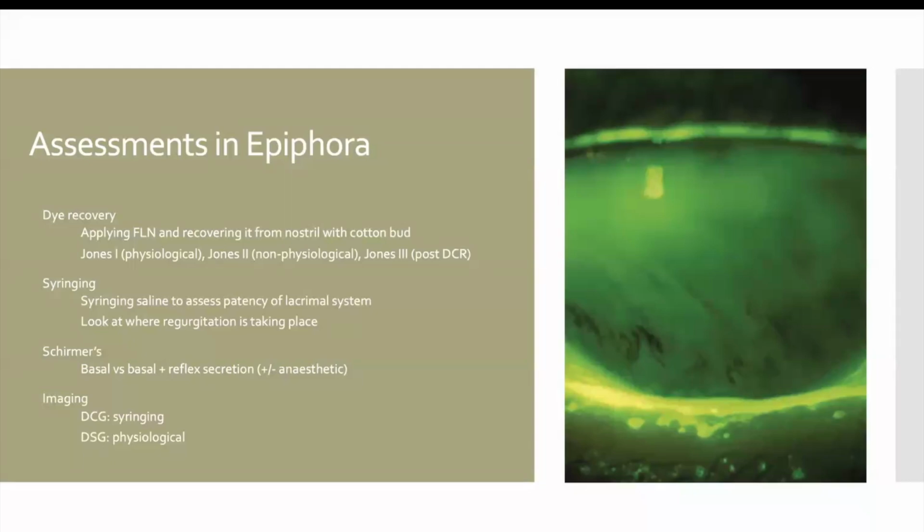Syringing is probably what you're most typically going to see, where it's a very similar kind of process to Jones 2, but you're essentially just syringing saline through the system, and you're asking whether or not they can taste that salty fluid at the back of their throat to see whether or not the system is patent. But while you're doing that, one of the things that can be helpful is actually also looking at where the regurgitation is taking place. So is there regurgitation through the lower punctum itself? Is there regurgitation through the upper punctum? And these are all things that can help you understand potentially where the blockage is, or is there just a complete regurgitation and there's nothing going down to the back of the throat?